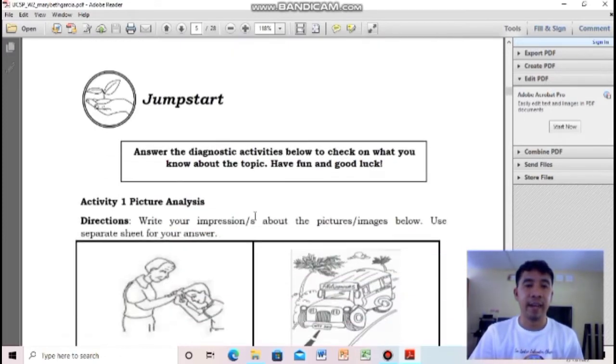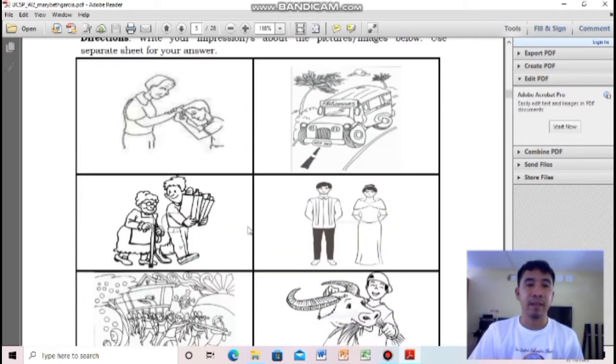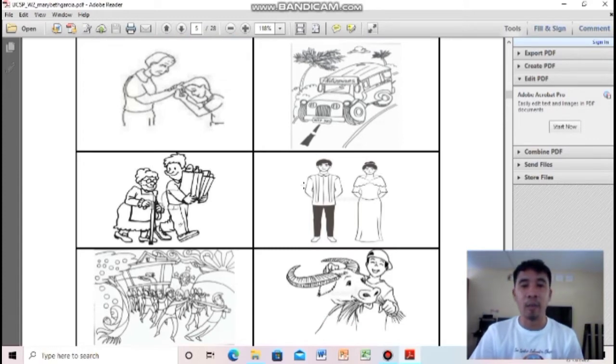So let us start our lesson with activity 1, in which you are going to have the picture analysis. Write your impression or impressions about the pictures or images below. You write your answer in a separate sheet of paper. So as you can see here, try to comment something out of these pictures in your learning module, considering our topic, which is culture and society.